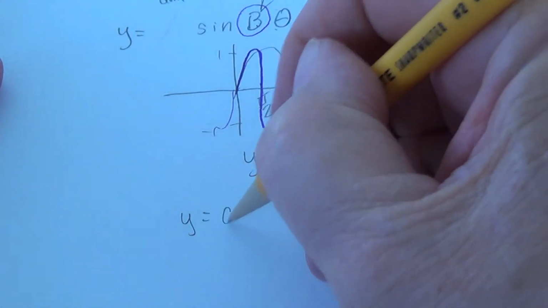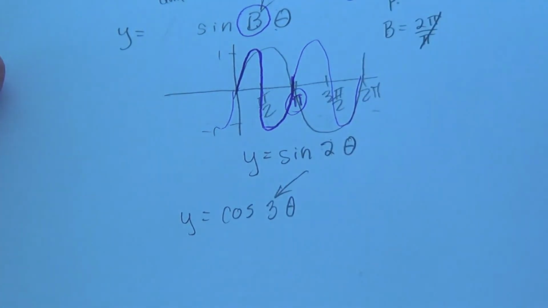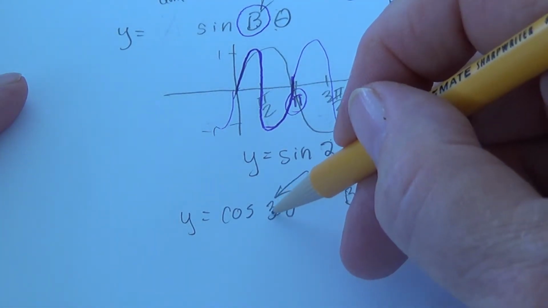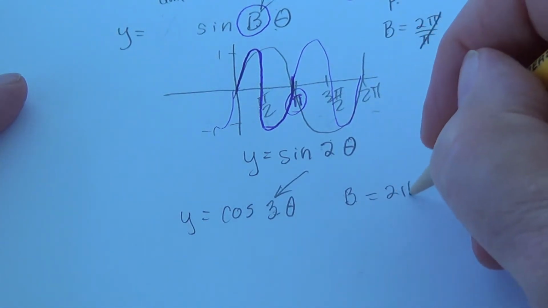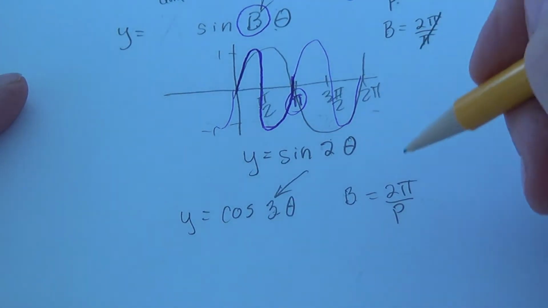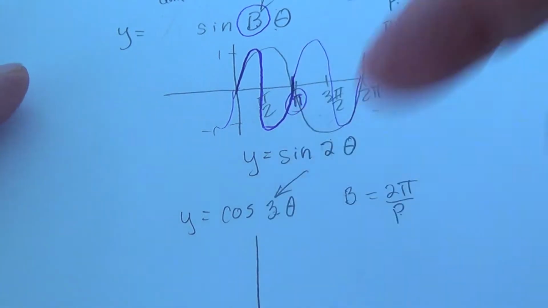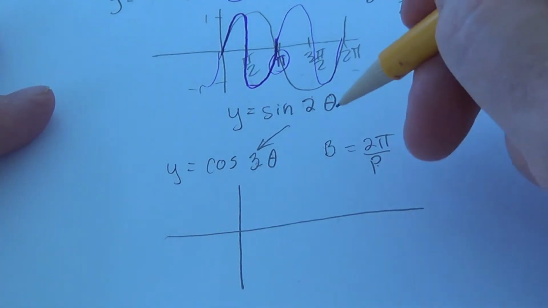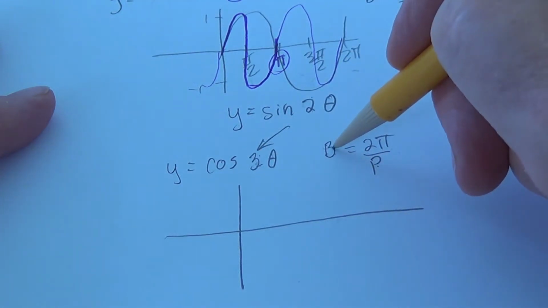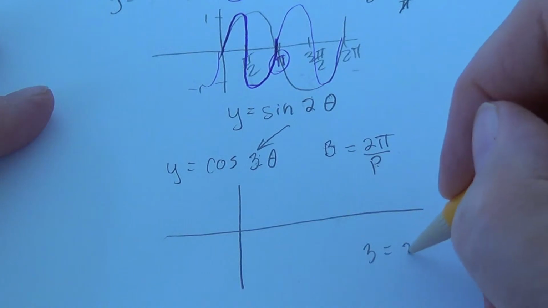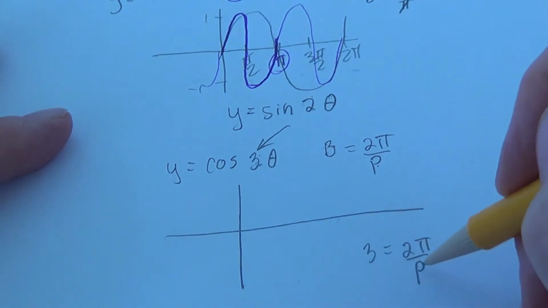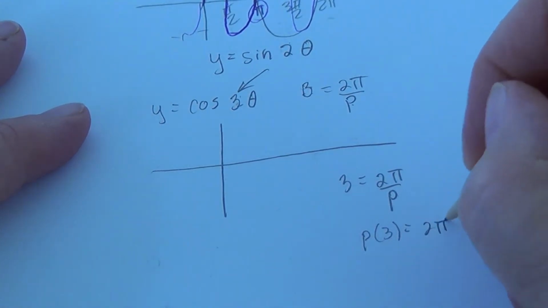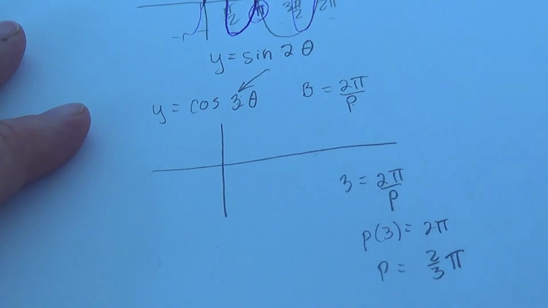Suppose we have y equals cosine of 3 theta. So I know that the period has been messed with, and I know this is the relationship. That number right there is my B. So B equals 2 pi over period. That's the key. This time, I don't know what the period is, and I need to draw this function. I have this number, which is B, so I can put it in this spot. So I have 3 equals 2 pi divided by the period. So solve that for P, multiply both sides by P, and divide by 3. So we get a period of 2/3 pi.